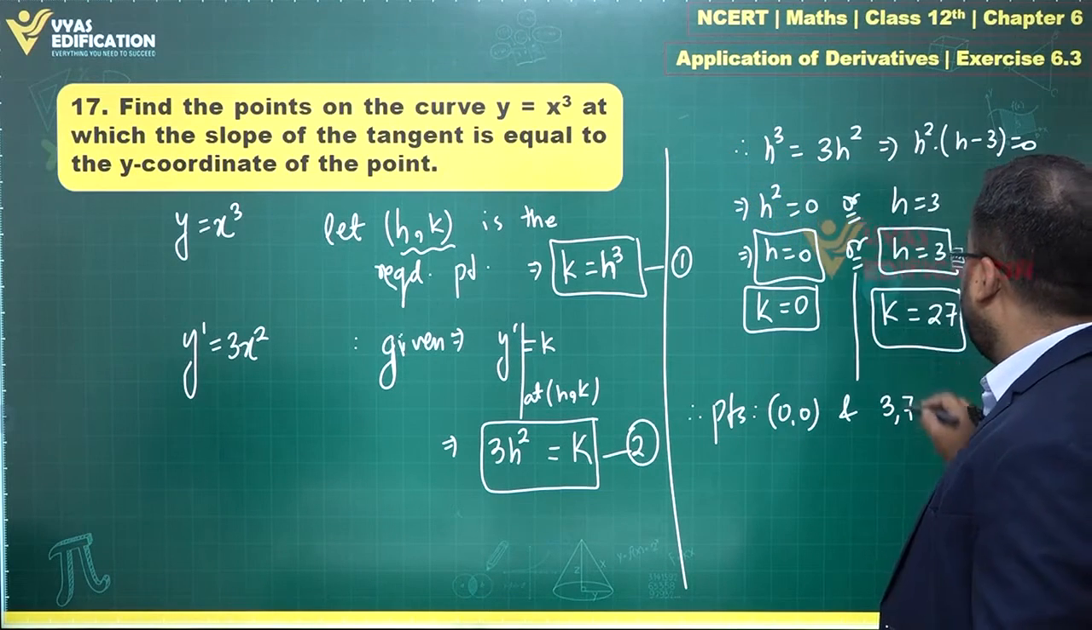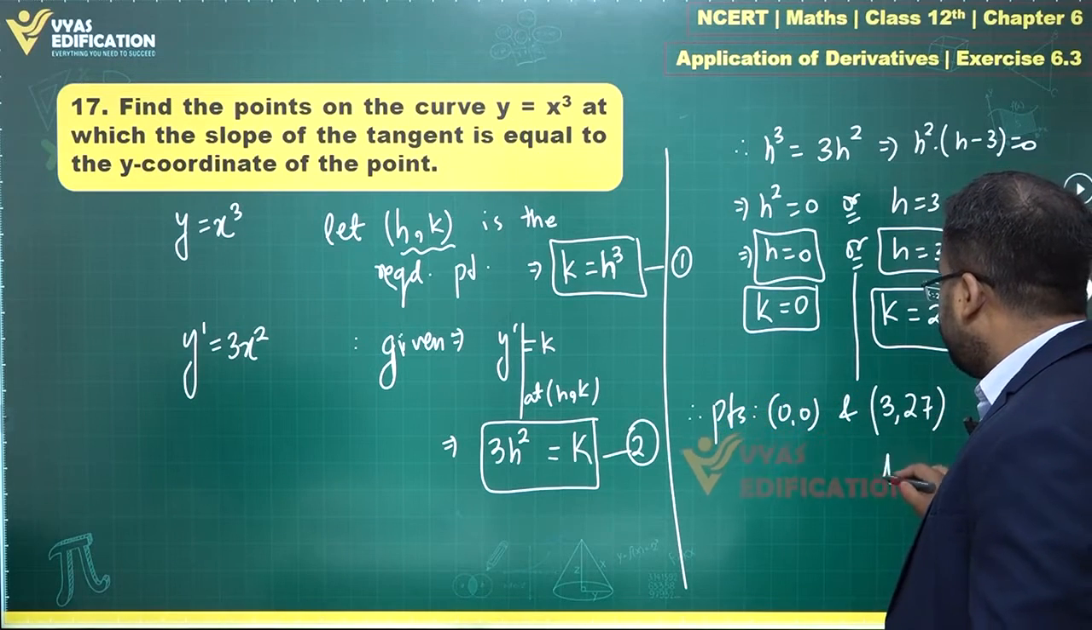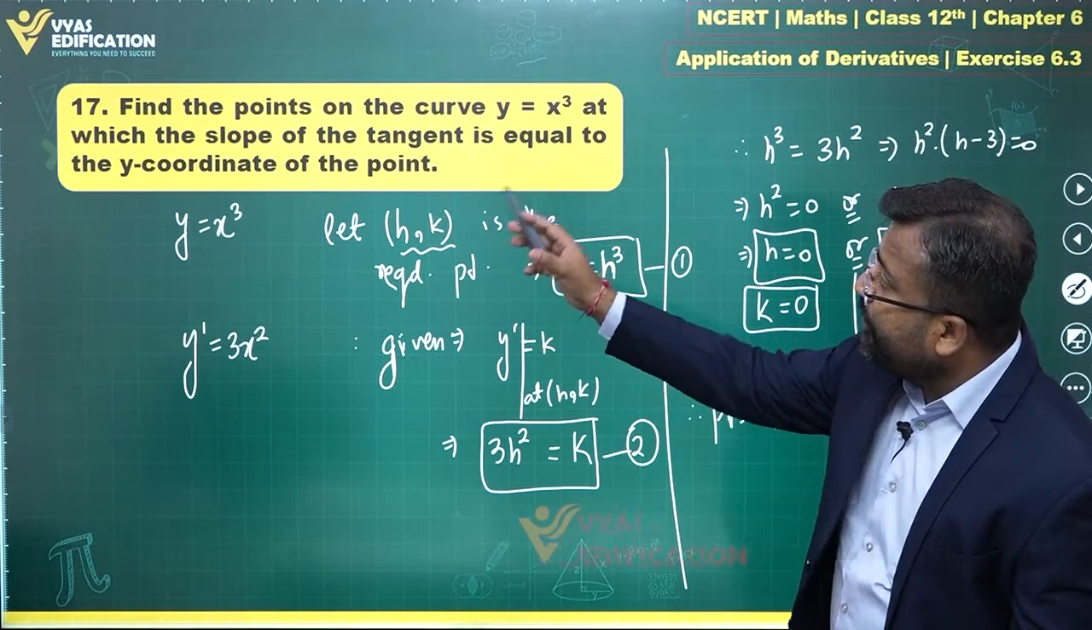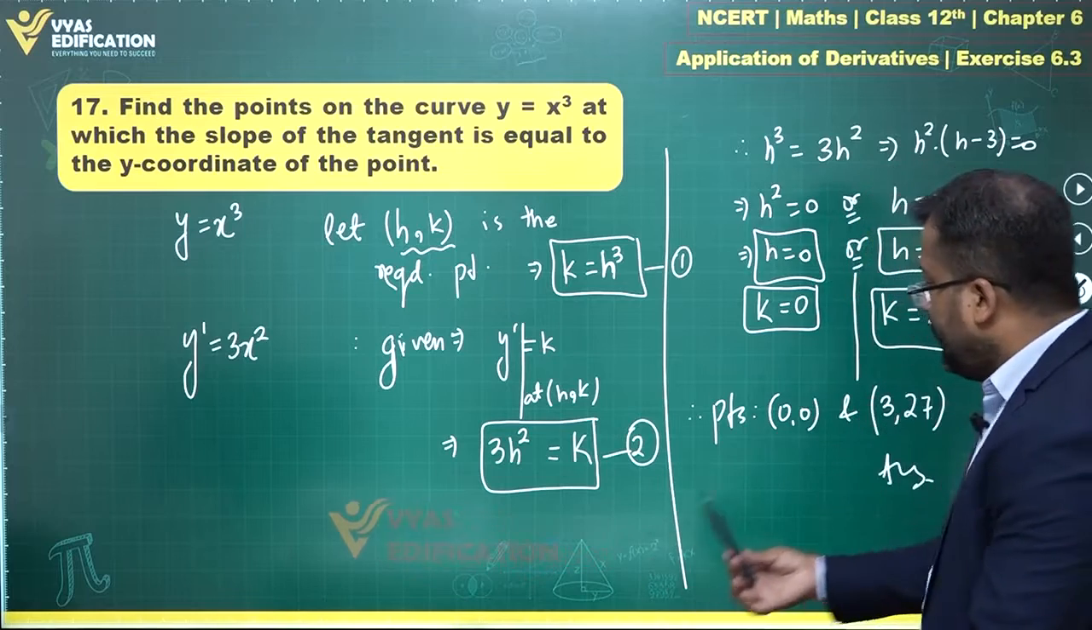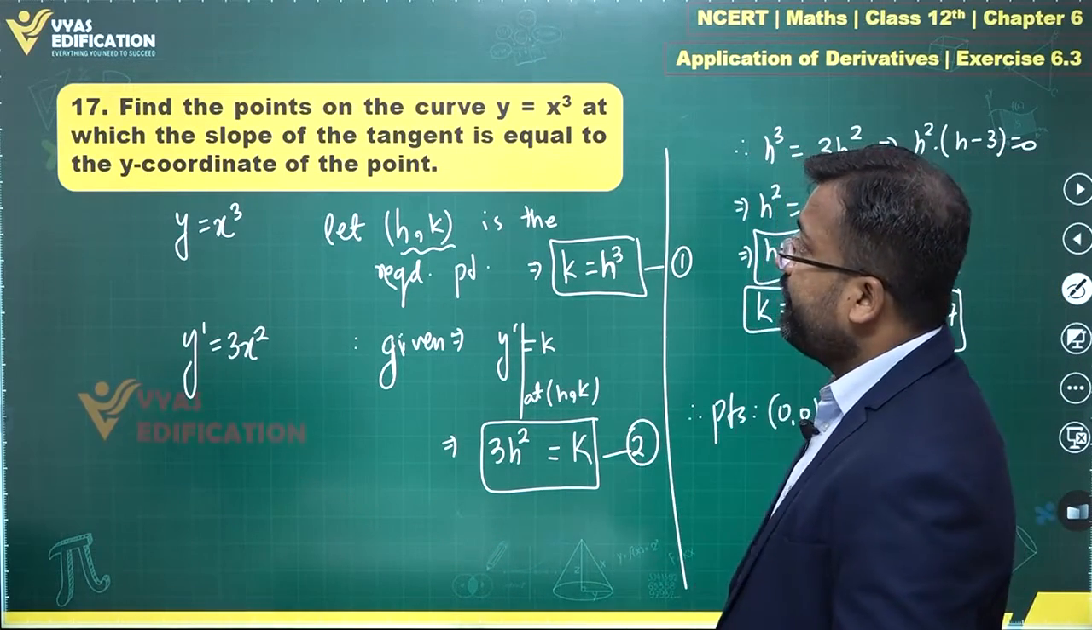3, 27 is what I get. These are the 2 points at which the slope of the tangent is equal to the y coordinate of the point. That's what we have in this question. Let's move on to the next one.